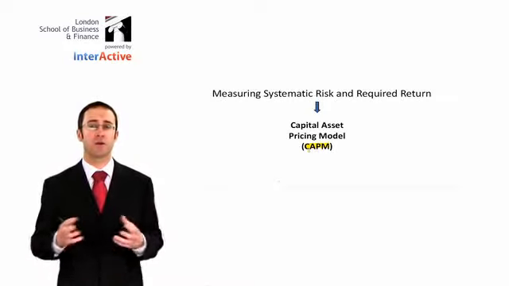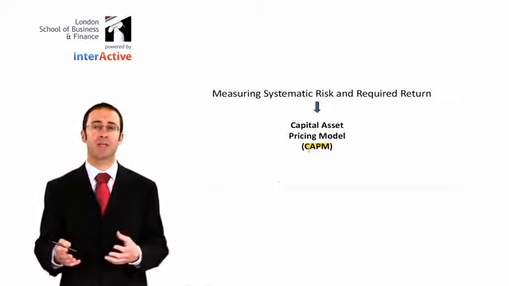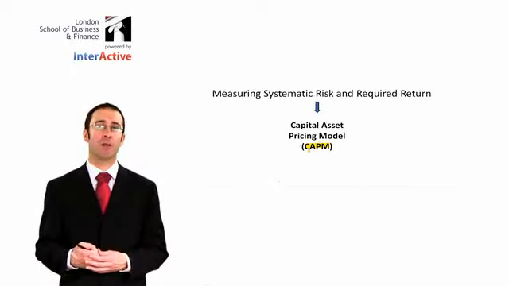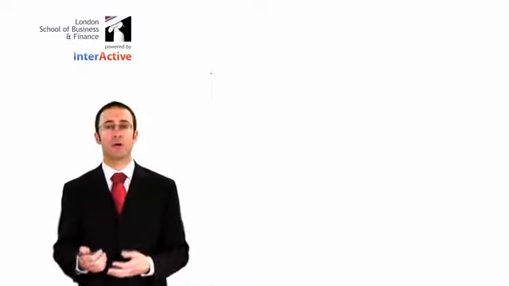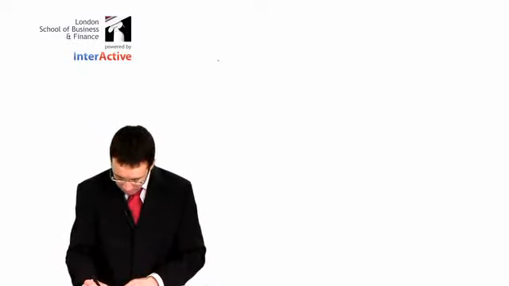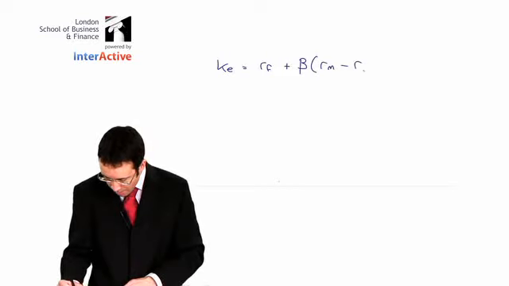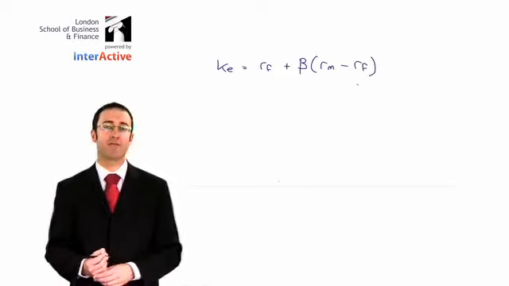Now, there's nothing different, there's nothing new that we're going to add in terms of CAPM. So let's just recap what the CAPM formula was. Your CAPM formula looks at three variables. We have to take account of the risk-free rate of return, the return on the market, and also your beta factor. So remember that you've got KE is equal to RF plus beta multiplied by RM minus RF.